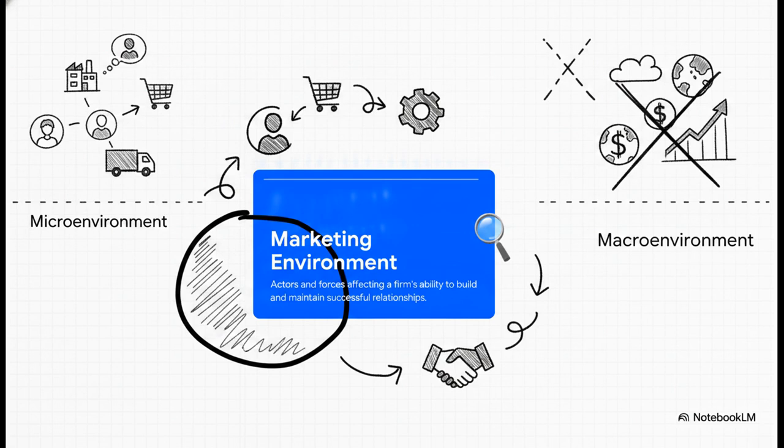The microenvironment, those are the actors right up close to the company, the ones that have a direct daily impact on its ability to serve customers. The macroenvironment, on the other hand, is made up of those massive, larger societal forces that push and pull on the microenvironment, stuff way beyond a single organization's control. Today, though, we're keeping our focus strictly tight. We're zooming in on those actors close to home, the microenvironment.